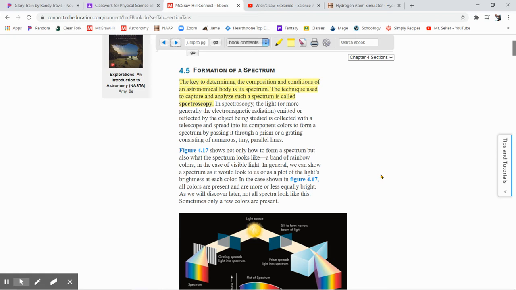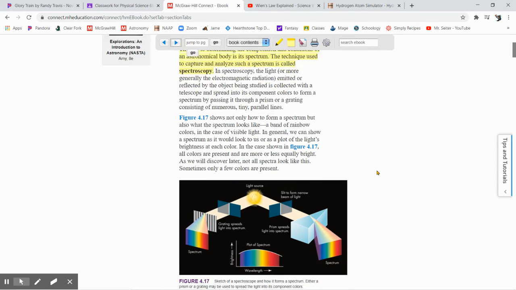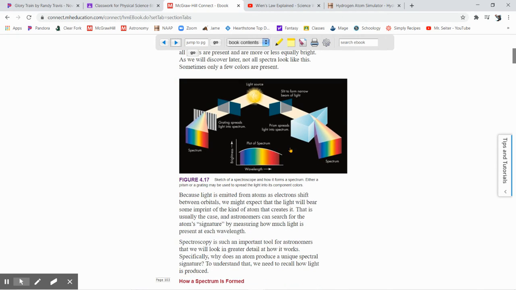4.5, formation of a spectrum. The key to determining the composition and conditions of an astronomical body is its spectrum. The technique used to capture and analyze such a spectrum is called spectroscopy. And we can form that spectrum in a couple of different ways.